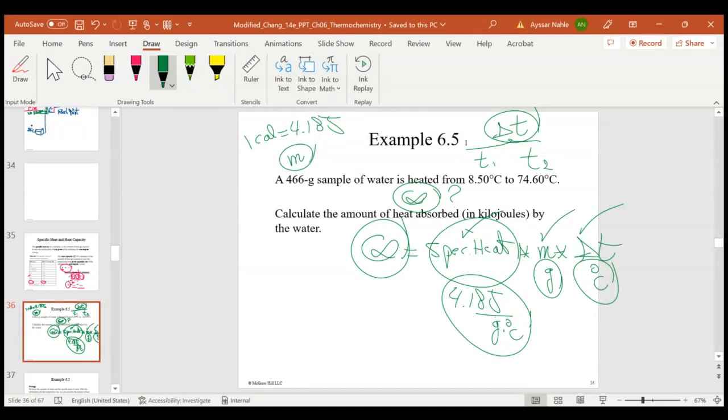But he wants it in kilojoules. So I divide the answer by 1,000, and then I get kilojoules. All right?